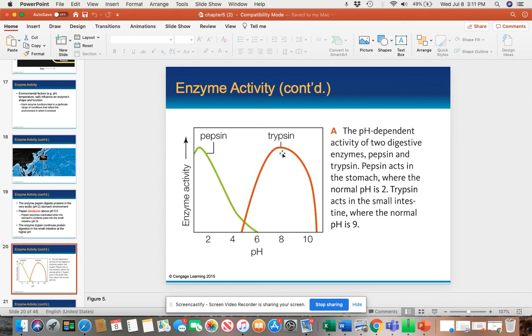Trypsin, which is found in the small intestine, notice its pH is more alkaline, a pH of 9, and it works best at a pH of 9. Now, what would happen if you switch these enzymes? Then they would denature and no reaction will take place.